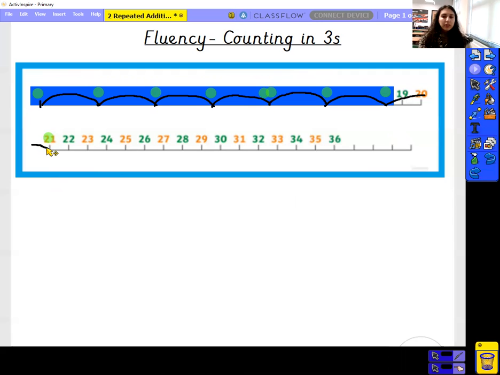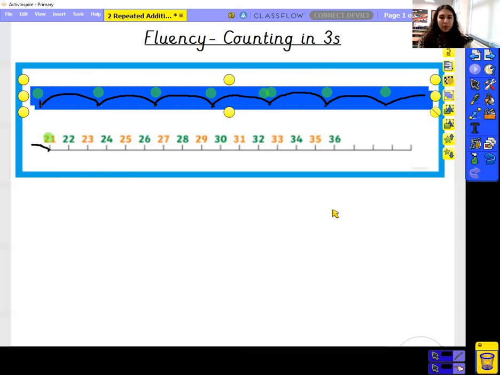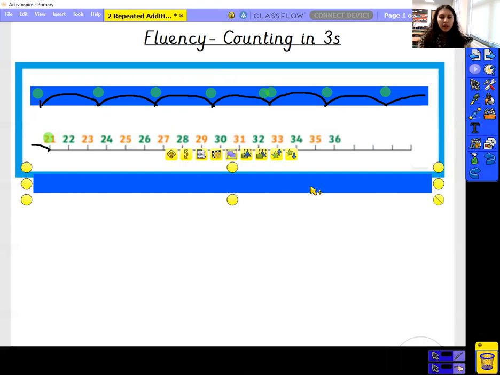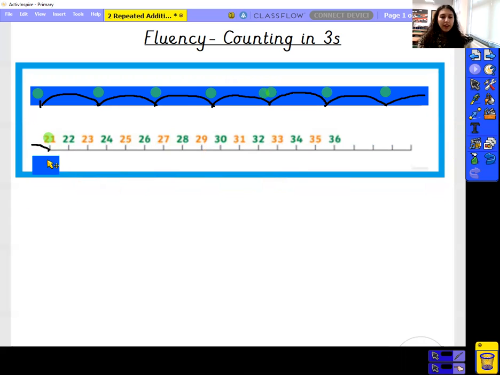Well done. And for the final thing, we're going to cover up that last number as well. So take one last good look at it, and it's gone. So all the way from 0, we're going to count up to 21 in our threes. So 0, 3, 6, 9, 12, 15, 18, 21.